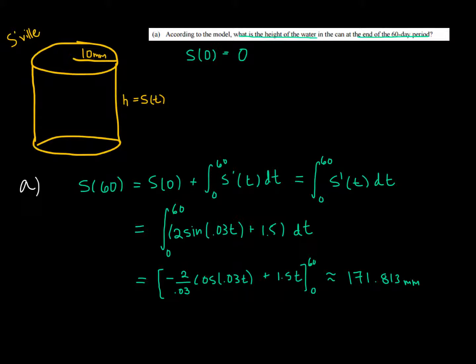So I know I'm going to have negative cosine of 0.03t. I have my 2 out here, so that's going to stay. But when I take the derivative of this function, I'm going to get a 0.03 thanks to the chain rule. And so I don't have a 0.03 out front, so I need a 1 over 0.03 here to counterbalance that derivative of the interior. So this is my antiderivative, evaluating at 60 and at 0, and then taking the difference, gives me 171.813, and that, of course, is in millimeters. So that is the height of the water in the can after 60 days.